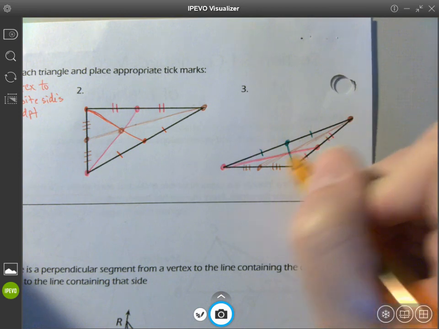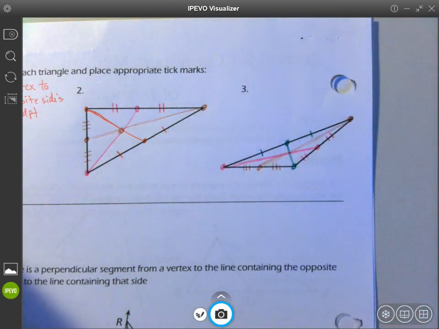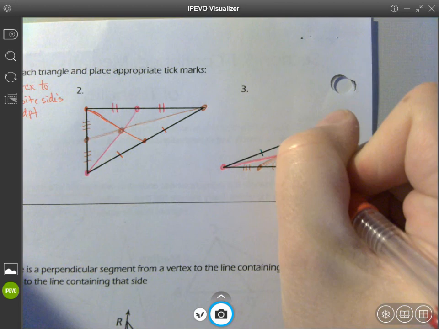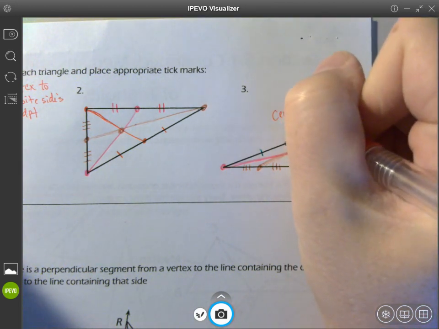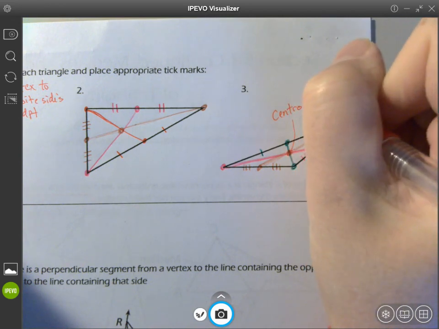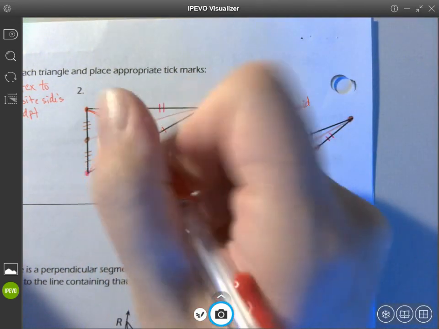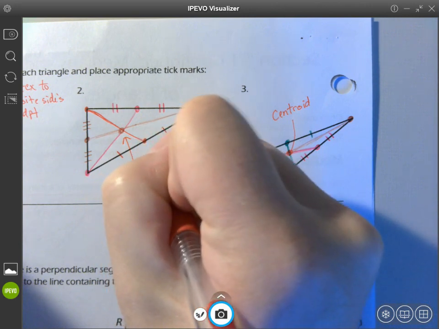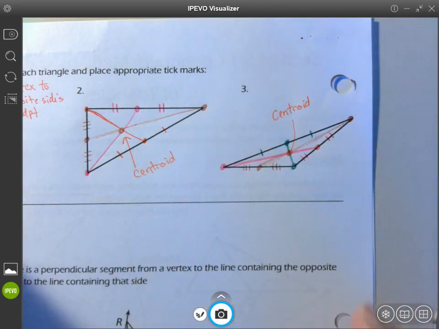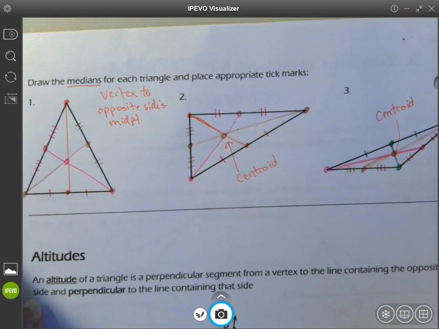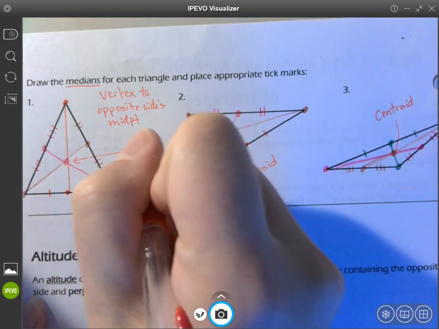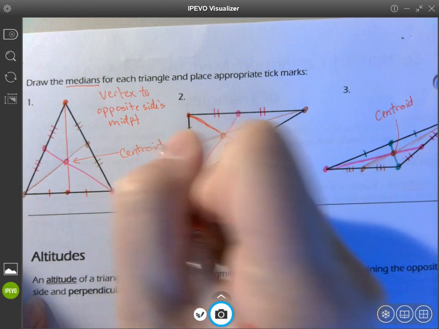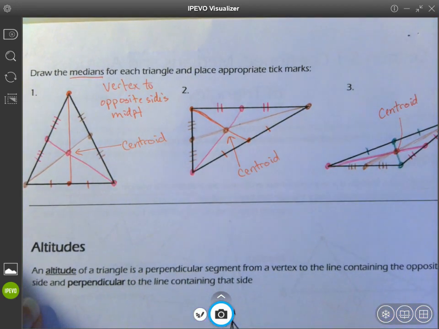Now, I know these notes don't talk about it, but I want to talk about that middle point again. So we have this point in the middle where all three meet. That point is called the centroid. So each one of these has a centroid. If you have done your median lines right, all three medians will meet at one point called the centroid. Now, you can see that this one's a little bit off, but it's pretty close. So it is the meeting point of all three median lines.